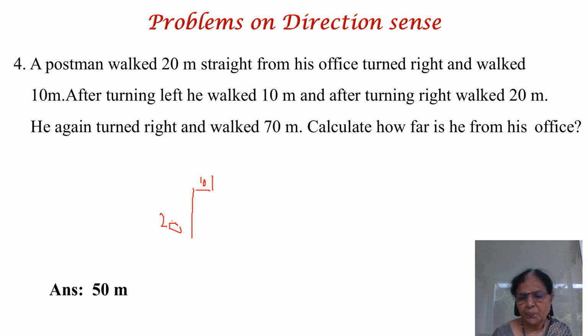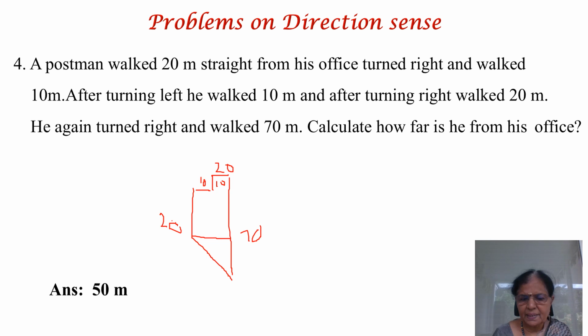He walked 10 meters. This distance is 10 meters. After turning right, he walked 20 meters. Then again he turned right and walked 70 meters. Okay, total is 70. Calculate how far is he from his office. This distance is asked. So first we should calculate this.